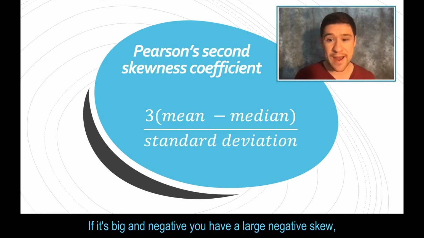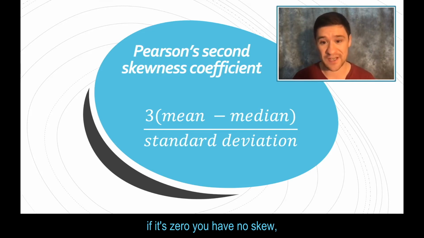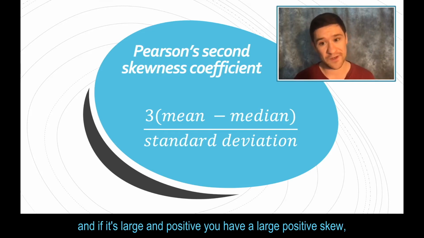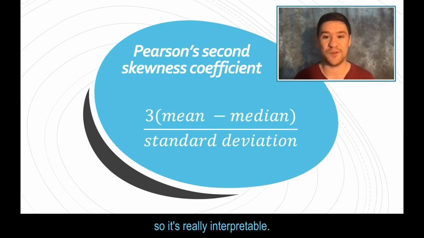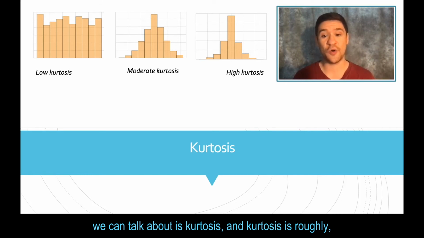If it's big and negative, you have a large negative skew. If it's moderate and negative, you have a moderate negative skew. If it's 0, you have no skew. And if it's large and positive, you have a large positive skew. So it's really interpretable. Another measure of shape we can talk about is kurtosis.